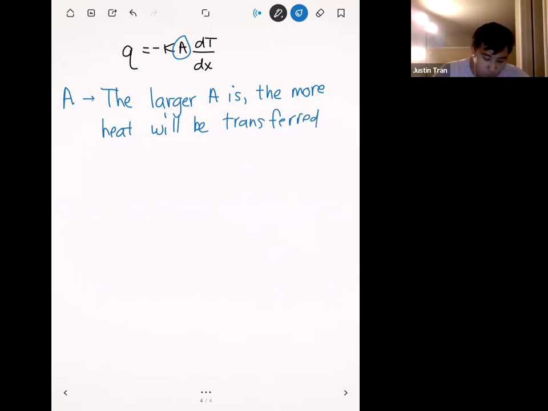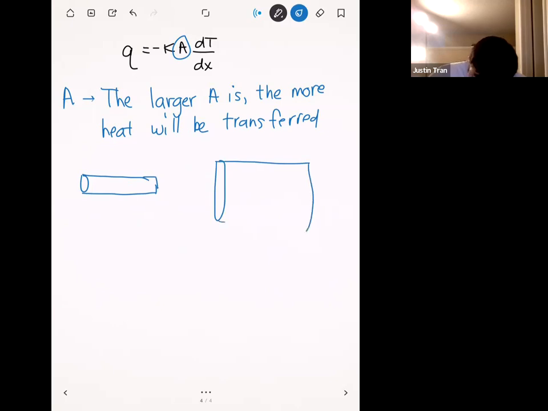Okay. And so we have two situations. Let's say we have a thin cylinder versus a very wide cylinder, and the temperature difference is the same on both sides. And so T1 and T2 are the same, and we can fill in the same values that we had on the previous page. This tells us that because the right side has a greater area, we're going to have a higher amount of heat transfer in this situation.